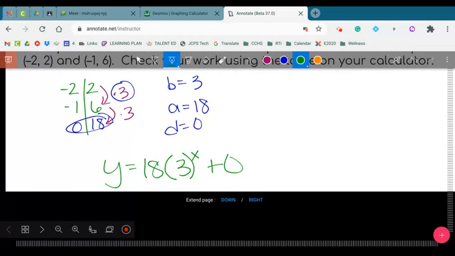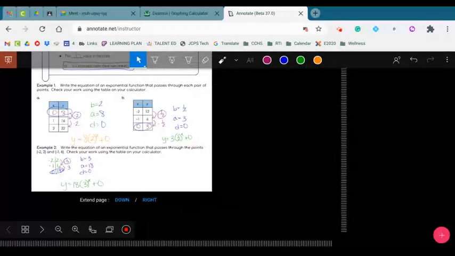So what I want you to do is go type this into your calculator and check that your table matches the table in your graph. Okay, next page.